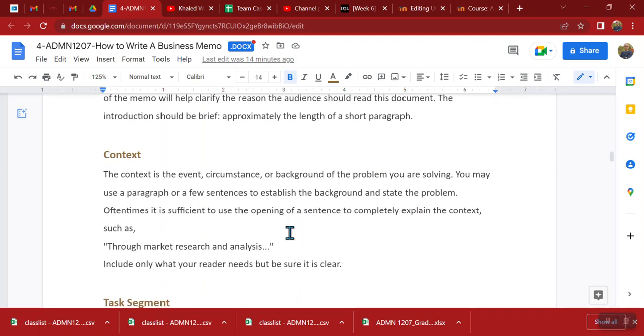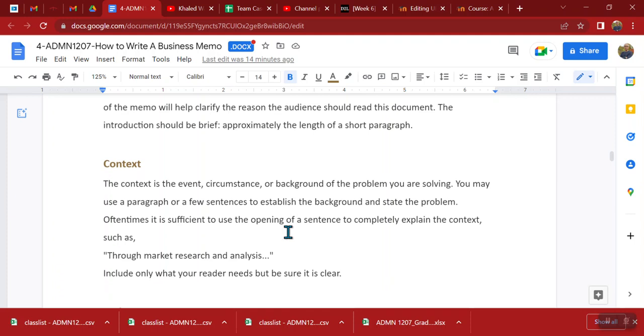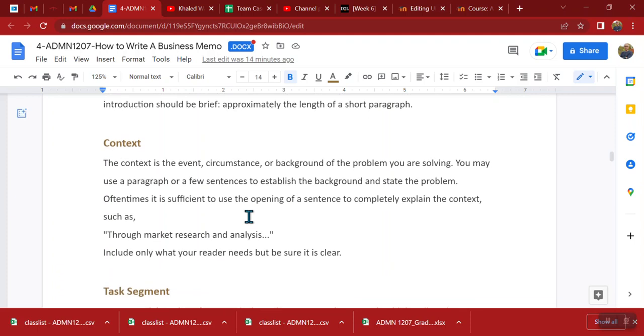Next paragraph, although it started very clear, is the context. The context is the circumstance, the background of the problem. Now you have space to write the background of the problem, and also maybe the context, or maybe the conditions, the event itself. So that's very clear here. It's also short, because the whole memo shouldn't exceed one page, and if it exceeds one page, it should be max 1.5 pages, because no one is going to read the whole thing.